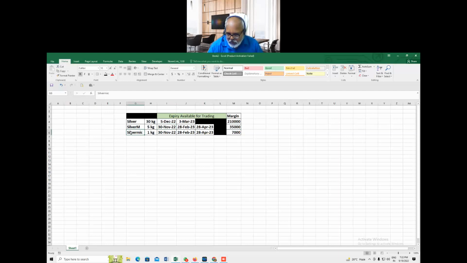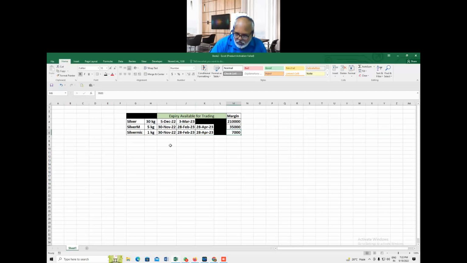And in the case of silver micro, which we recommend to trade, the lot size is 1 kg and the expiries available for trading are 30th November, 28th February 2023 and 28th April 2023. The margin required for one lot is 7,000 rupees.